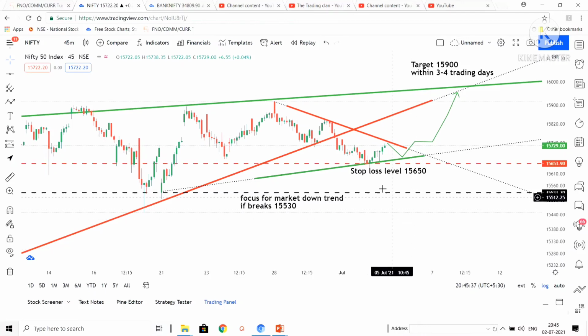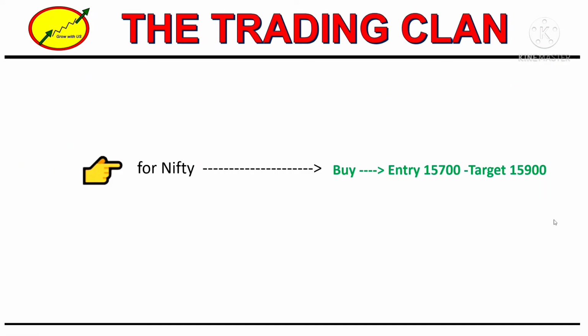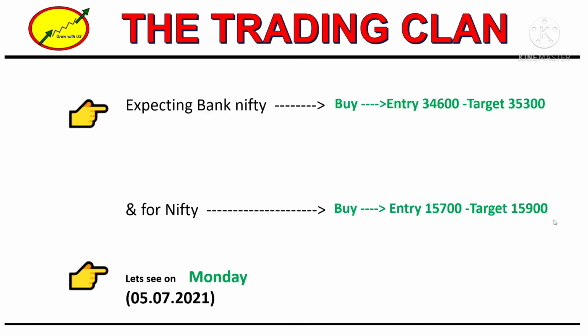For this upside movement, I am keeping the stop loss level below 15,650. That means the candle should form below this 15,650 level. That is our stop loss. We can enter the Nifty trade above 15,700 for the target of 15,900.